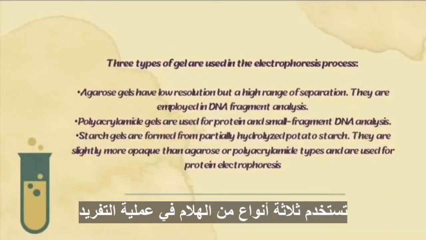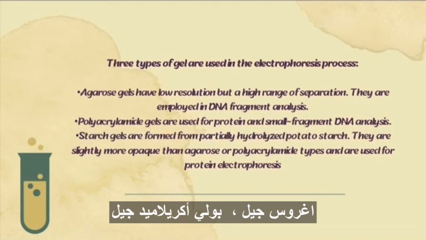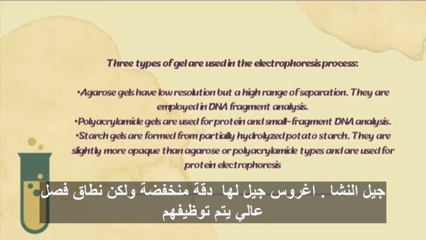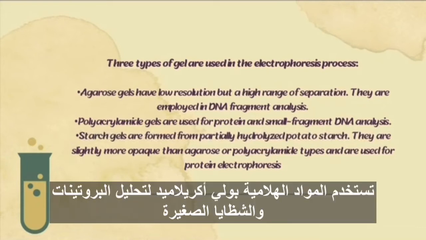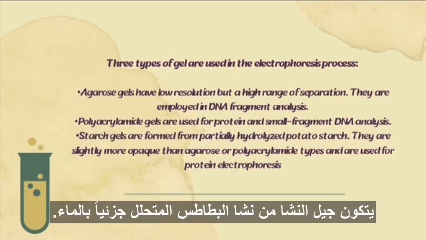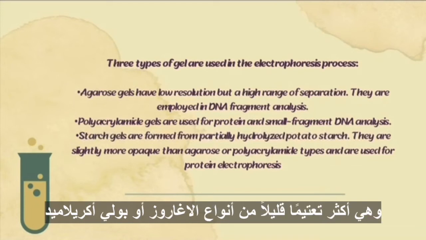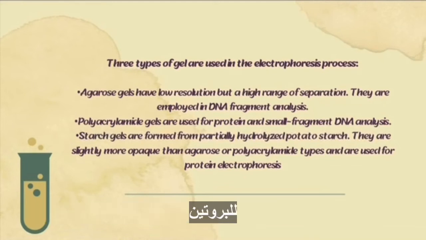Three types of gel are used in the electrophoresis process: agarose gel, polyacrylamide gel, and starch gel. Agarose gels have a low resolution but a high range of separation. They are employed in DNA fragment analysis. Polyacrylamide gels are used for protein and small fragment DNA analysis. Starch gels are formed from partially hydrolyzed potato starch. They are slightly more opaque than agarose or polyacrylamide types and are used for protein electrophoresis.